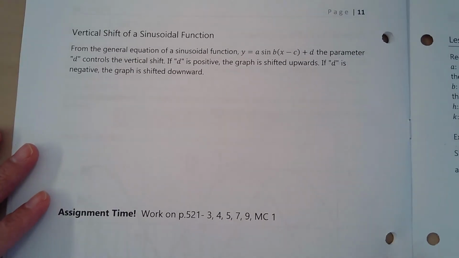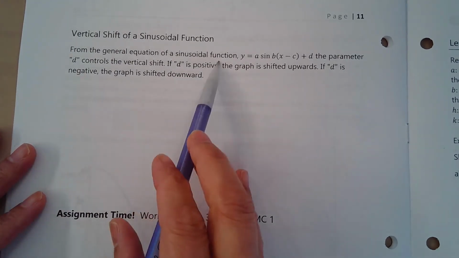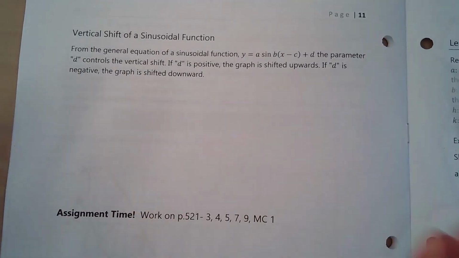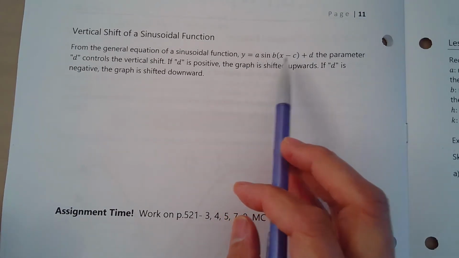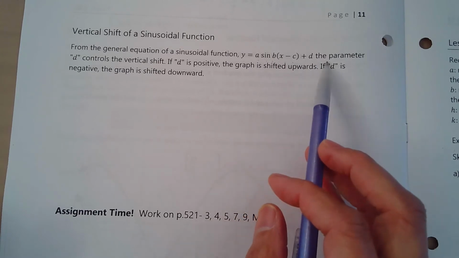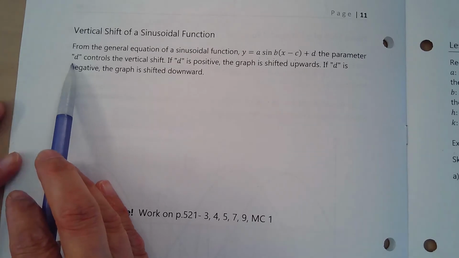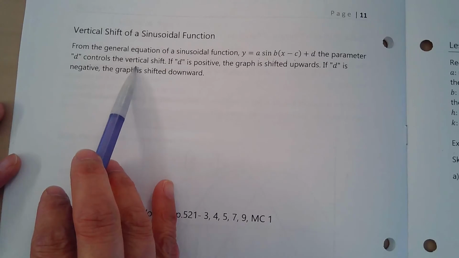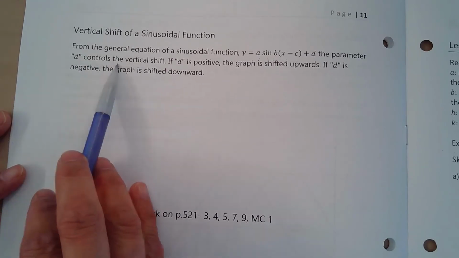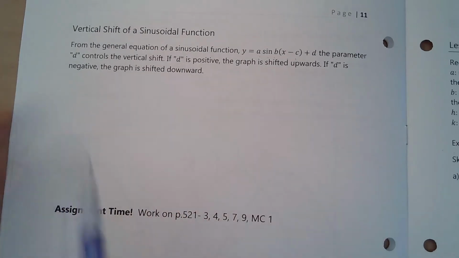Vertical shift. Okay, so what indicates a vertical shift? From the general equation of a sinusoidal function, or even the cosine function, a sine b x minus c plus d. The parameter d, the d value, controls the vertical shift. If it's a plus d, it's going to be shifted up, and if it's a negative d, it's going to be shifted down. So that one's pretty easy, right?